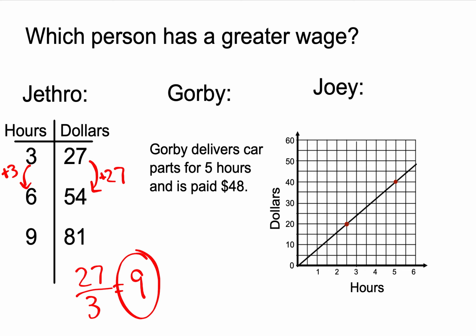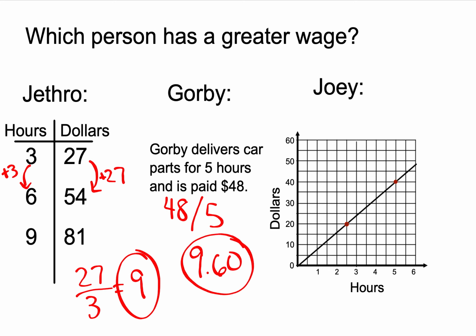Now for Gorby, he delivers car parts for 5 hours and is paid $48. For this one, it's basically like finding unit rate that we did in 7th grade. 48 divided by 5 is 9.6. So Gorby is making $9.60 an hour.